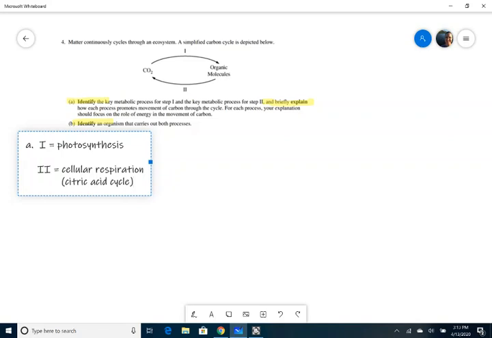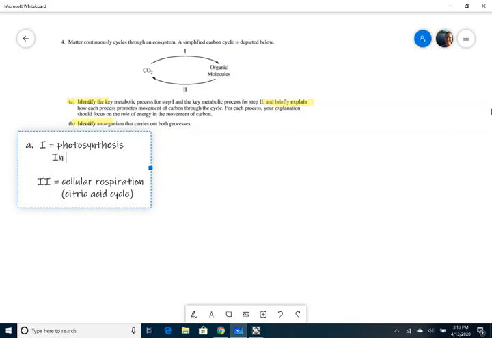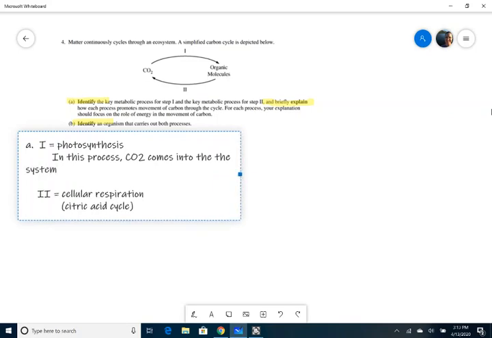And so then it says, briefly explain how each of the processes promotes the movement of carbon, and then focus on the role of energy in the movement of carbon through the process. And so this one would be, we could say, in this process, CO2 comes in to the system from the atmosphere.